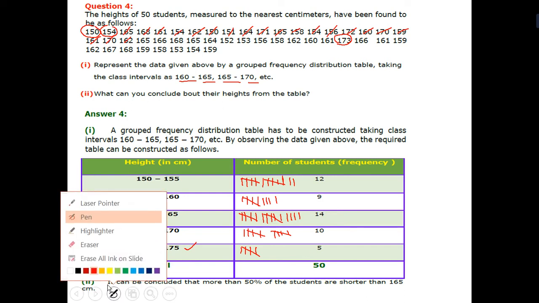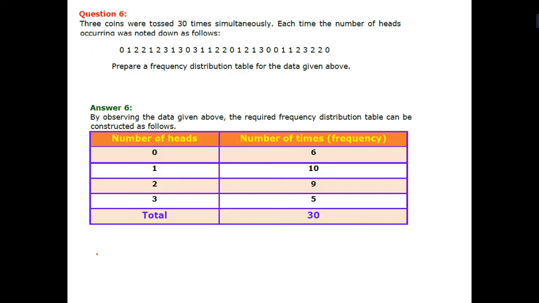Now we go for the next. So up to 5 we have to go. Now, 3 coins are tossed 30 times simultaneously. Each time the number of heads that occur is noted. So when we toss the coin, it is either head or tail. So each time the number of heads occurring is noted.